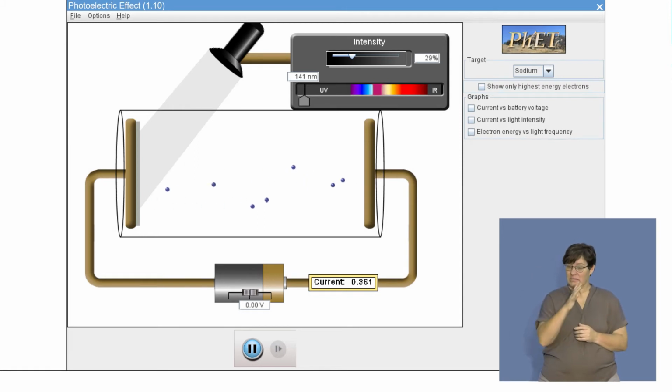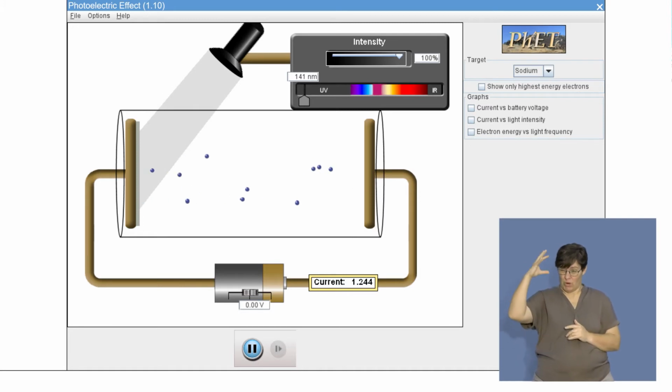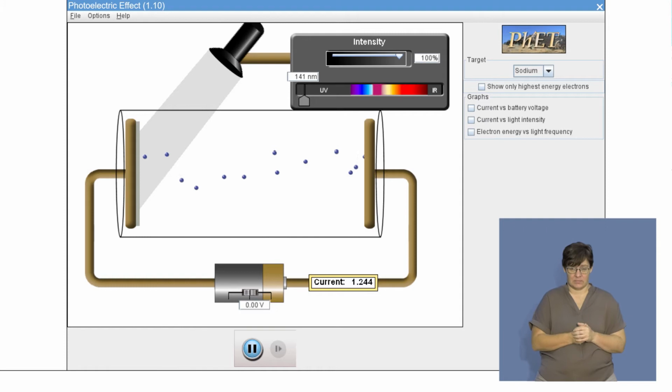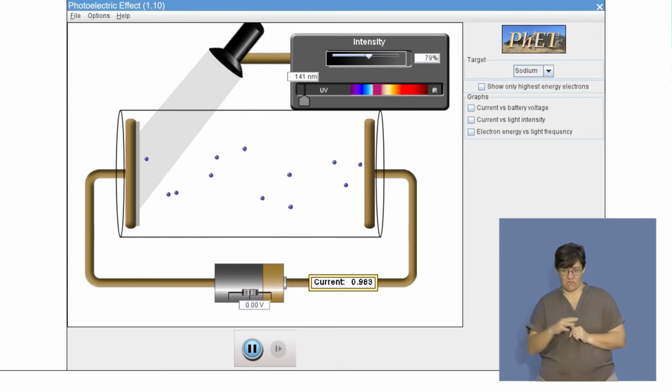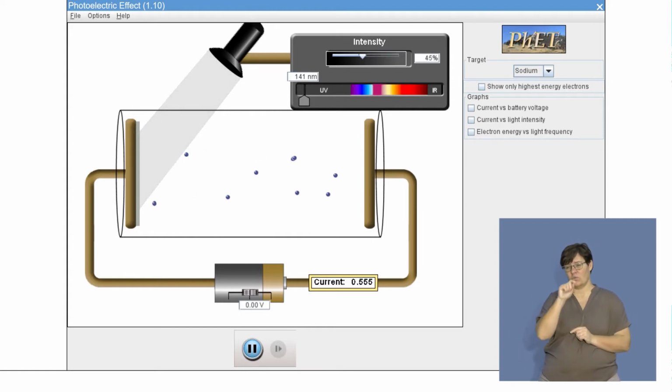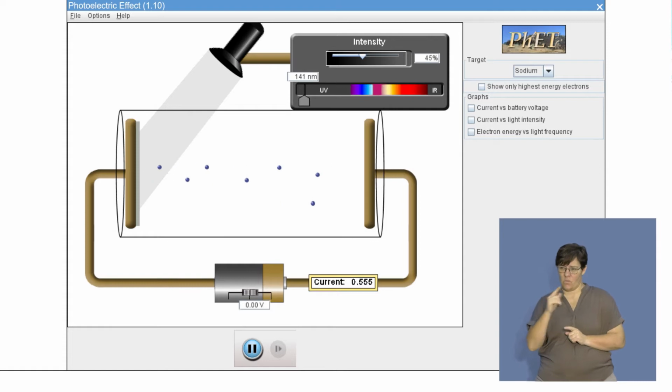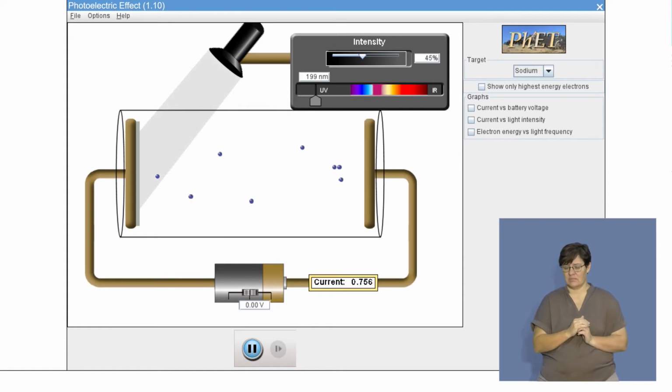Now if I increase the intensity, make it very bright, we're getting more electrons, and they're moving fast, and there's the current. You can see I'm reading a current. If I make it less intense, the current gets smaller. If I change the frequency, current's also going to get smaller. But I'm still getting electrons.